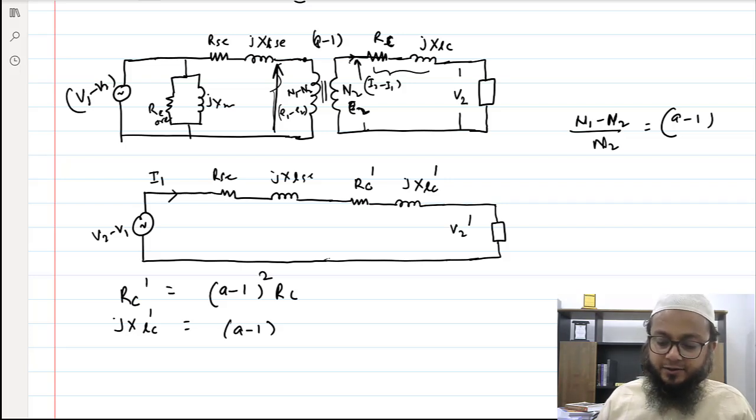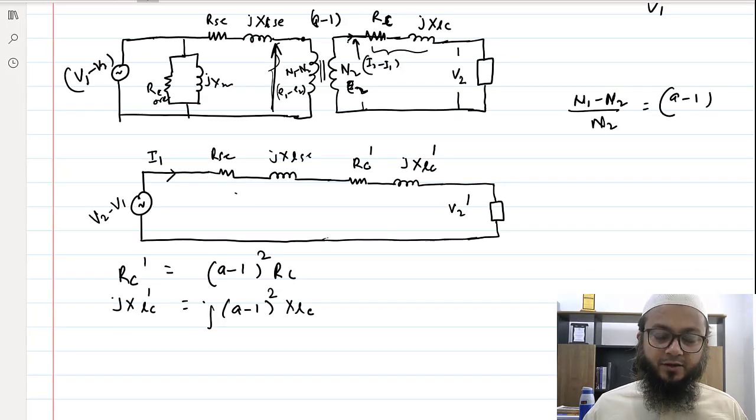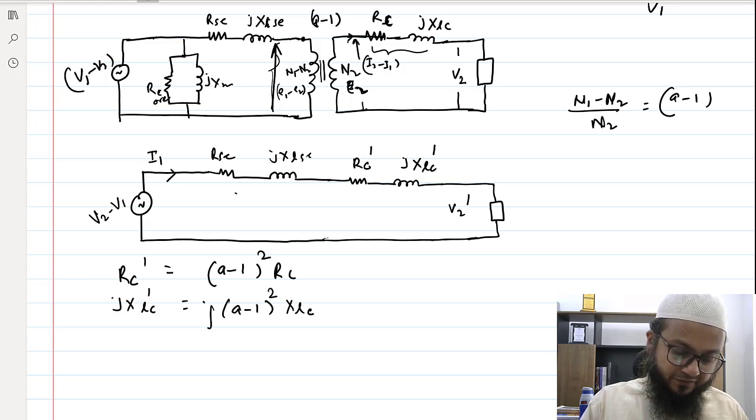A minus 1, whole square times jXLc. The same concepts we can build up here as well. Similarly, we can solve even these problems, so we will take up one problem based on these auto transformers as well. Sorry, here this is not V2 minus V1, rather this is V1 minus V2, right? So this is V1 minus V2 here.